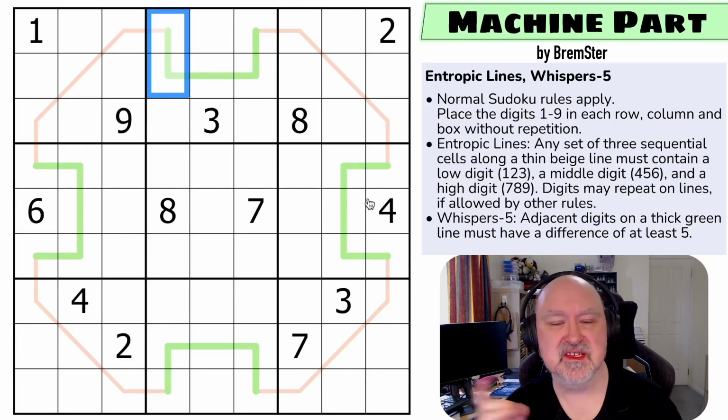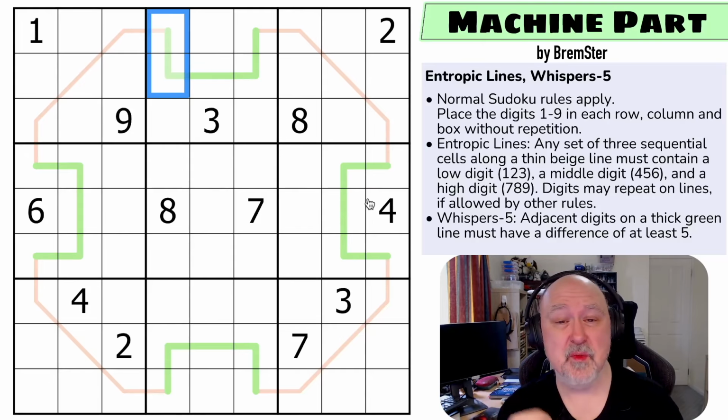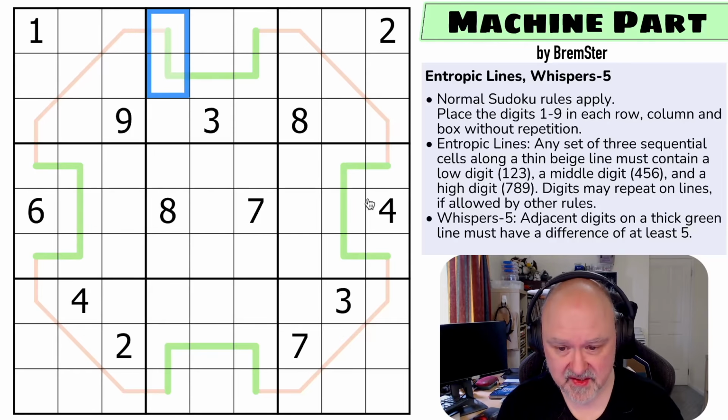The reason for this is that to have a difference of 5, you're either adding 5 or more or subtracting 5 or more. If you were to add 5 or more to 5, you're at 10 or higher, and subtracting, you're at 0 or lower. So there would be nothing you could put next to a 5 that is within the range of 1 to 9. So there's no 5 on any of these green lines.